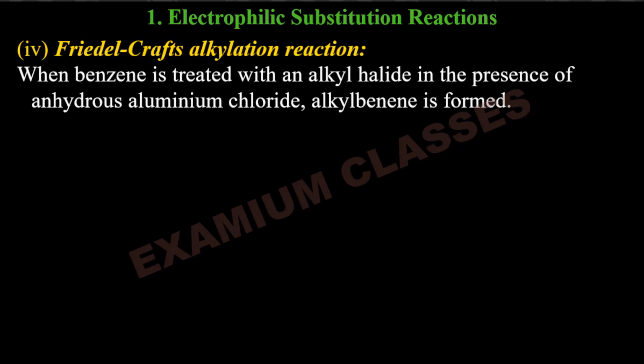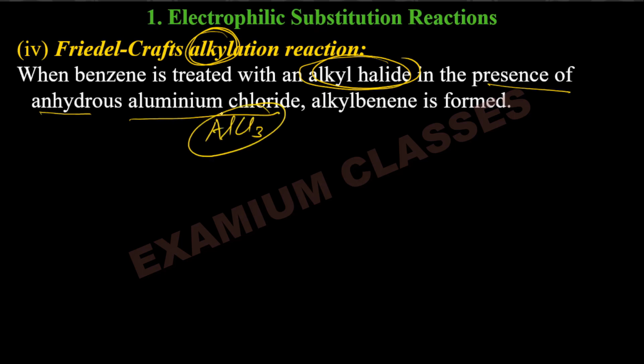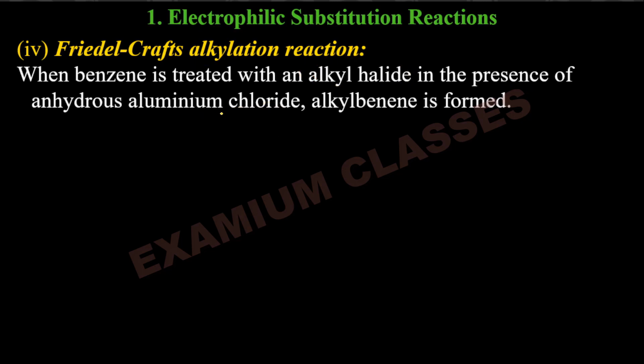Next, fourth one, Friedel-Crafts alkylation reaction. Remember, we are talking about electrophilic substitution reaction. So here what will happen? The alkyl group will replace hydrogen. So that's why it is known as alkylation reaction. It was given by Friedel-Crafts, so that's why Friedel-Crafts alkylation reaction. When benzene is treated with an alkyl halide in presence of anhydrous aluminum chloride, AlCl3, alkyl benzene is formed. Means hydrogen is replaced by alkyl group.